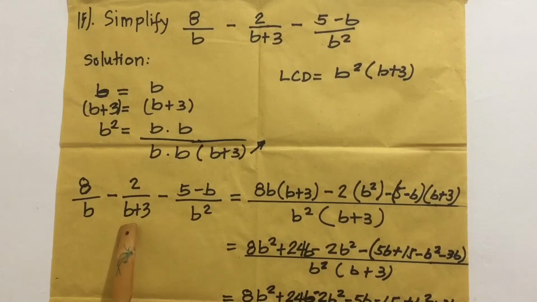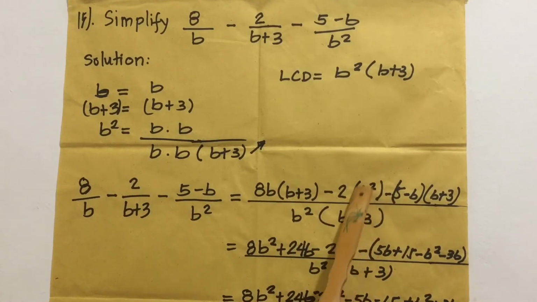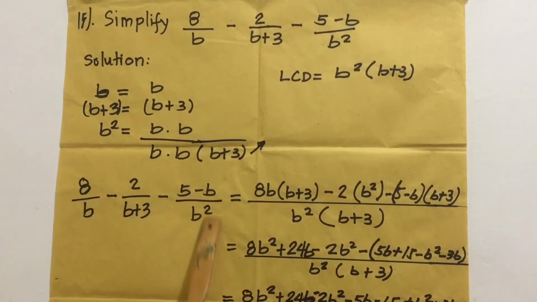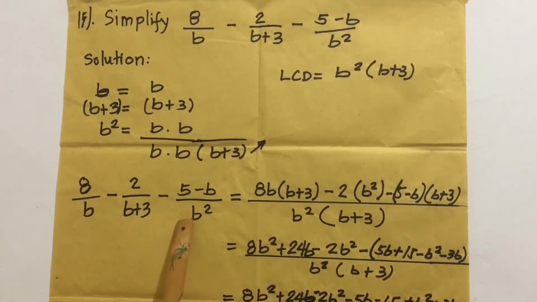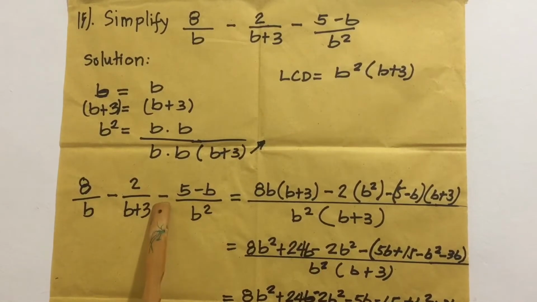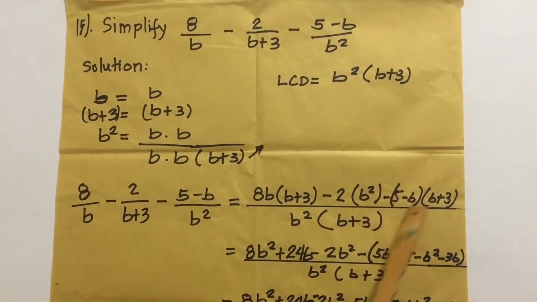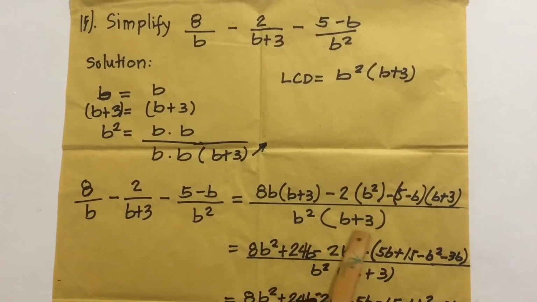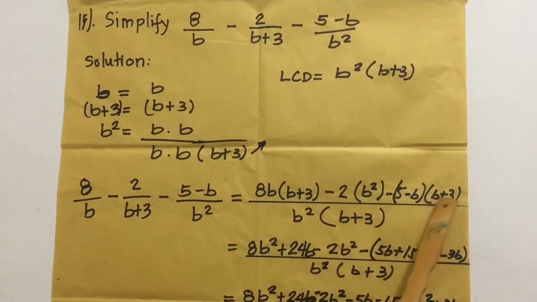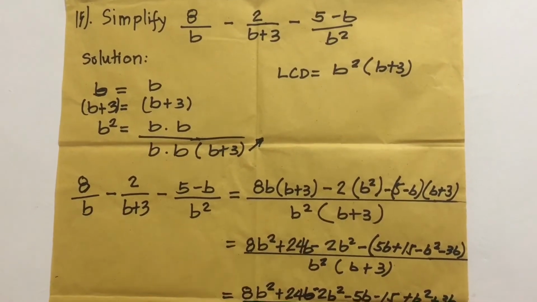Then divide again the denominator of this rational expression. You have to cancel this one, so the remaining is b squared. That's why this negative 2 is multiplied only by b squared. The next, the last rational expression, we're going to divide also. We have to cancel b squared and b squared, and so minus, 5 minus b in parentheses. Then we're going to multiply here b plus 3 because the b squared is already cancelled.